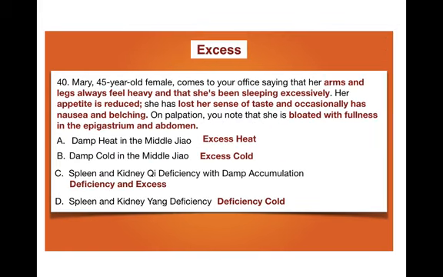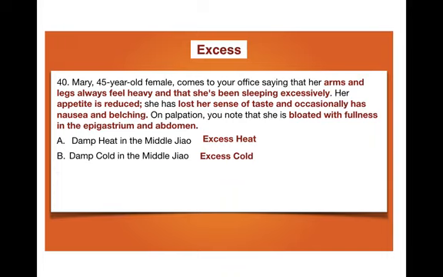Now we're going back to our answers and we see that we can eliminate at least two, right? Because A is excess heat, B is excess cold, and C is deficiency and excess, and D is deficiency cold. So C and D are definitely out. And then we just have these two left. Now you do have to take one more step here. You have to decide if it's heat or cold.